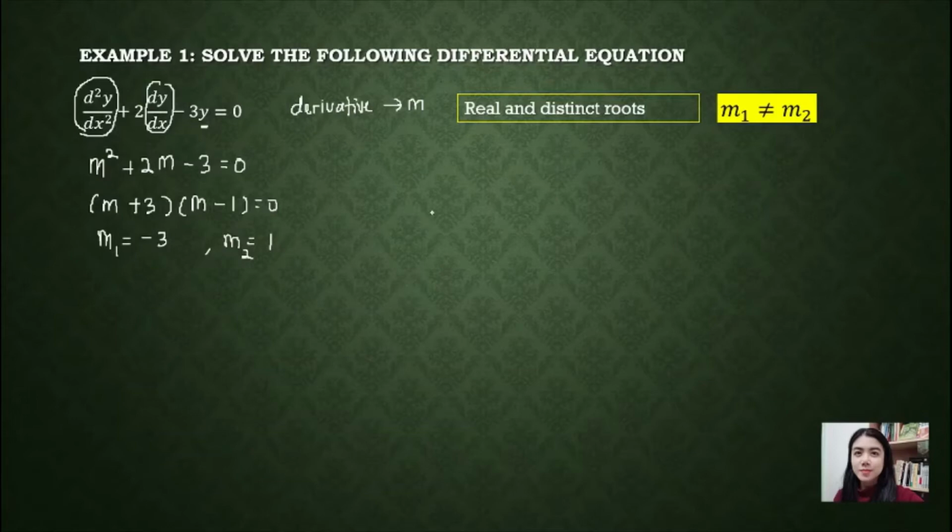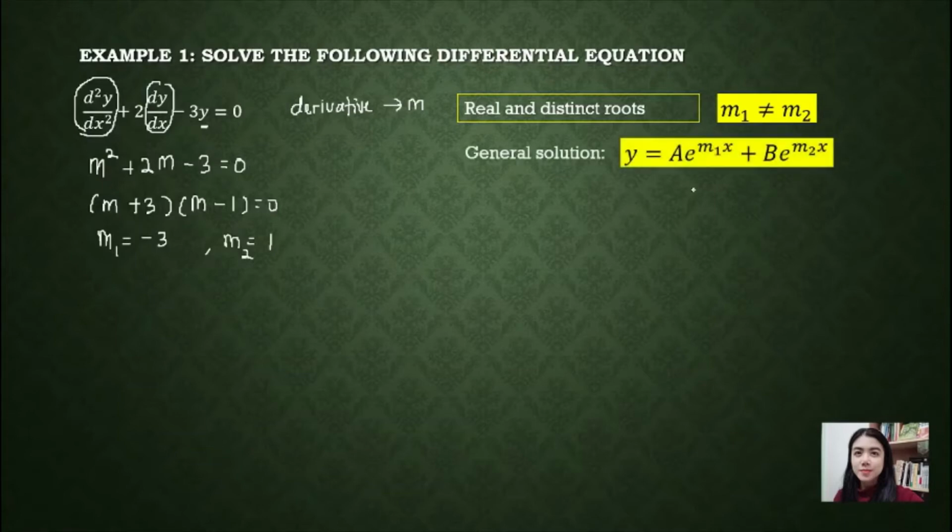So since you are having real and distinct roots, it means that your general solution should be in this form. So your general solution will be y equal to a e to the power of m1x. Your m1 is negative 3, so you have negative 3 multiplied with x, plus b e to the power of m2x. Your m2 is 1, so 1 multiplied with x will give you x. So this is the answer for the general solution.